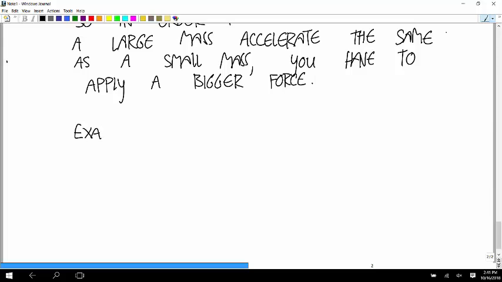Okay. So now let's see if we can sort of piggyback on what we know about the weight force to calculate other forces.